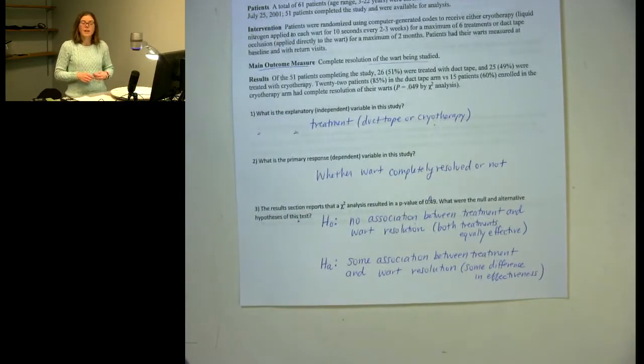One thing to realize is that a chi-square test is always a two-tailed test. It will look to detect a difference in either direction from the null hypothesis. So chi-square test will give us the ability to detect a difference if duct tape is more effective than cryotherapy, but it would also give us the ability to detect a difference if duct tape were less effective than cryotherapy.